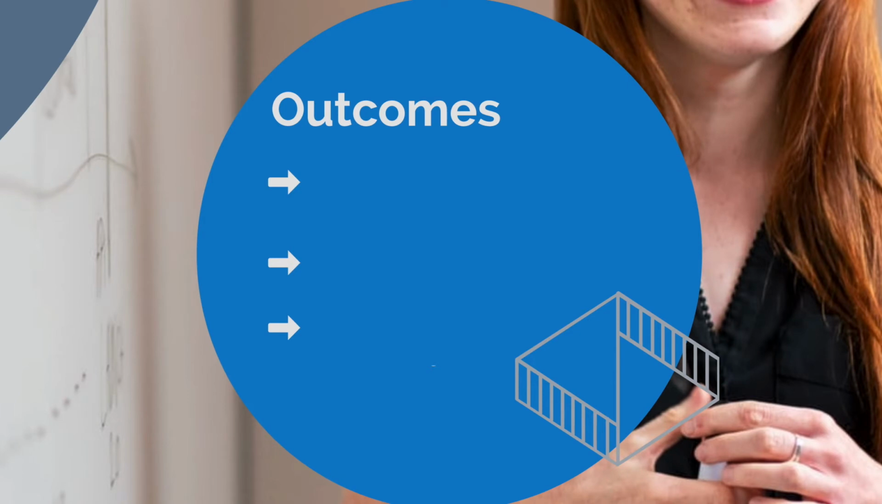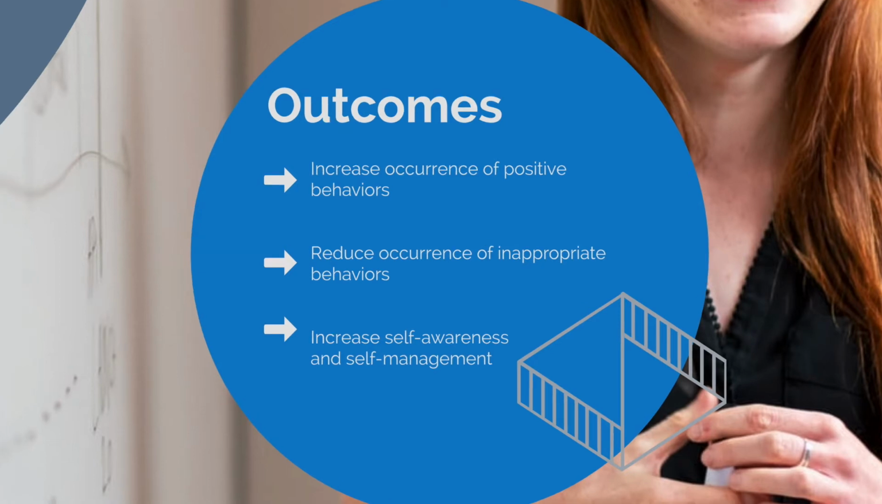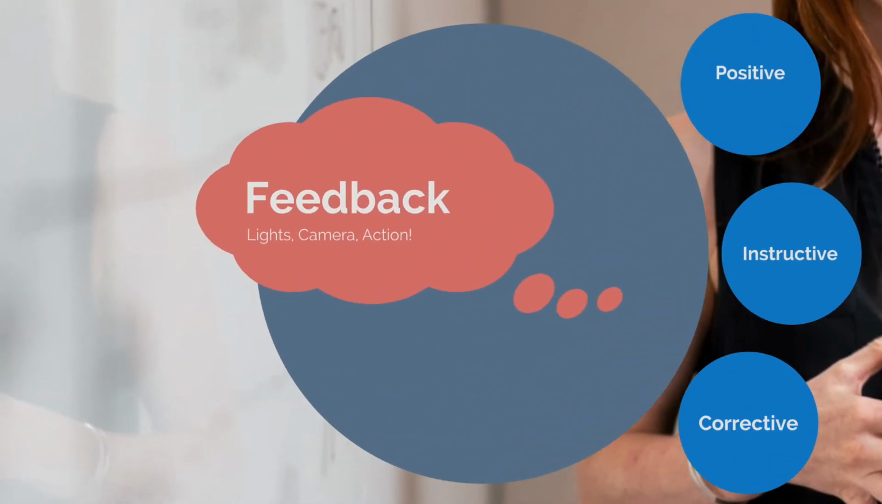Feedback that meets the criteria and displays the qualities that we just discussed will increase occurrence of positive and expected behaviors, as well as decrease occurrence of problem or inappropriate behaviors at school. Effective use of positive and corrective feedback also helps teach students to be more aware of and monitor their own behaviors, as well as adjust their behaviors to meet expectations. Let's watch an example of each type of feedback.